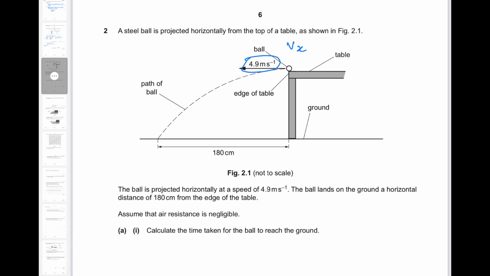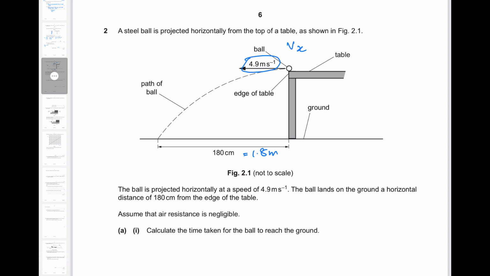The ball is projected horizontally at a speed of 4.9 meters per second. The ball lands on the ground at a horizontal distance of 180 centimeters from the edge of the table. So that would be 1.8 meters from the table. Assume that air resistance is negligible.